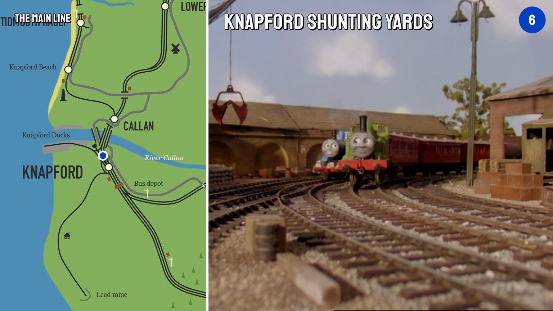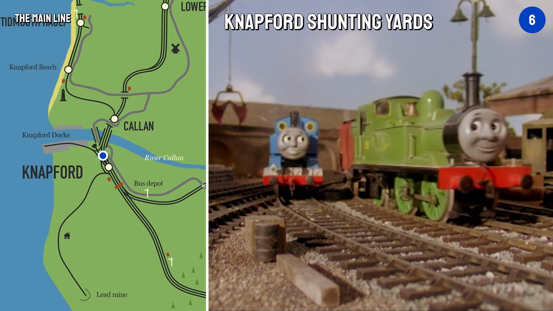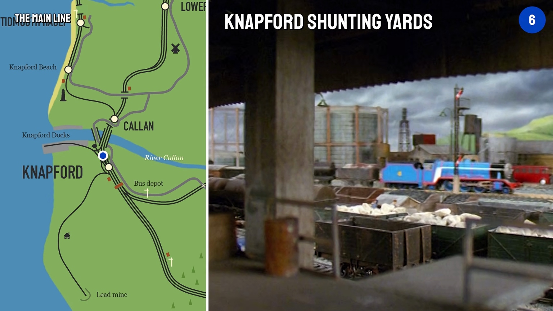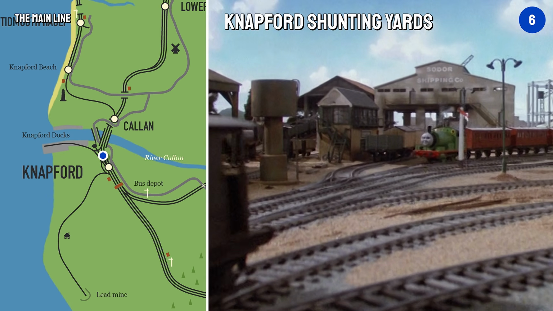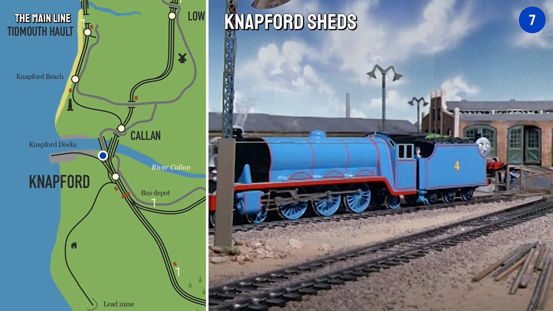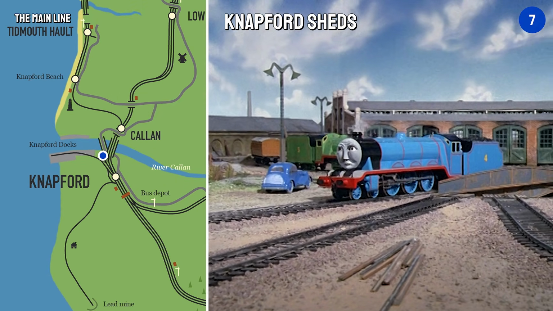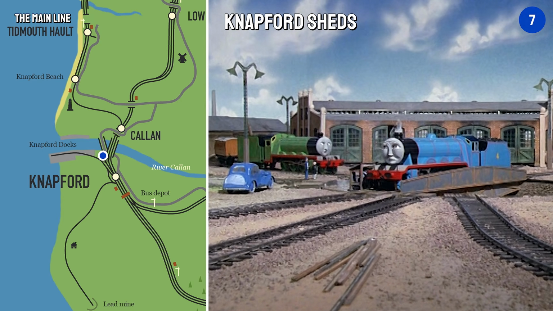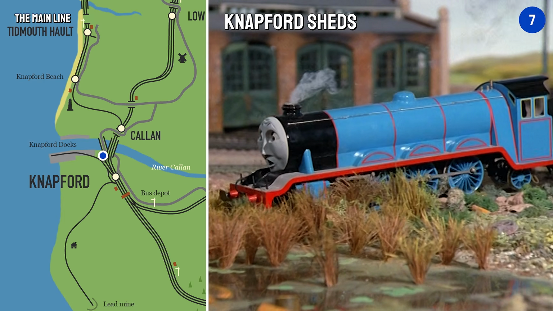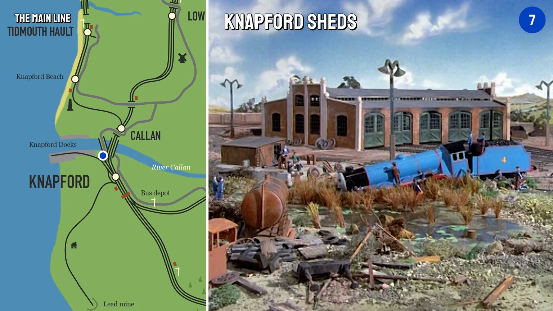It's kind of impossible to show all the yards on this map, so use your imagination to decipher where they are within this little bubble. Behind the yards is Knapford Sheds. These sheds have not been seen since Season 1, and I like to think that they are abandoned now. It was at these sheds that Gordon ran off the turntable into a ditch.